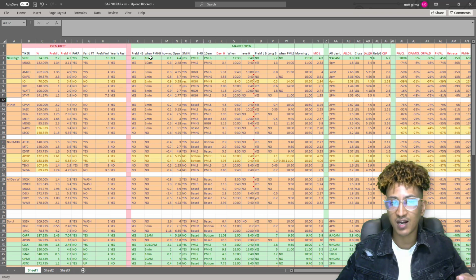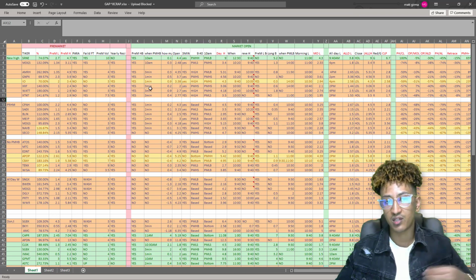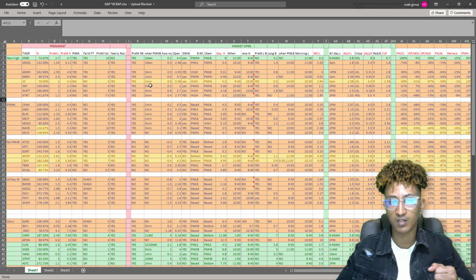As you can see, the ones that actually went green tend to break the pre-market high after 10, or at 3 in the afternoon. Whereas the ones that actually close red, the majority of the time they break the pre-market high within the first 3 minutes, and they get rejected. And some of them never broke the pre-market high. So these are signs that give you ideas. If you see this thing is failing to break the pre-market high, you'll start thinking, okay, it's most likely going to close red, right?